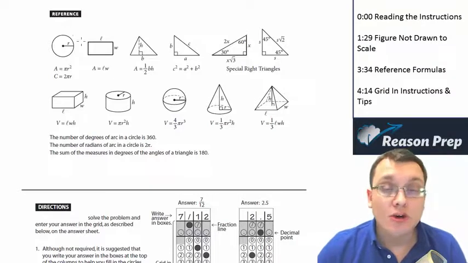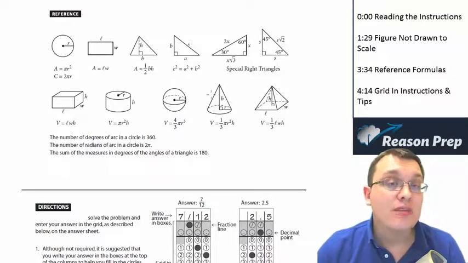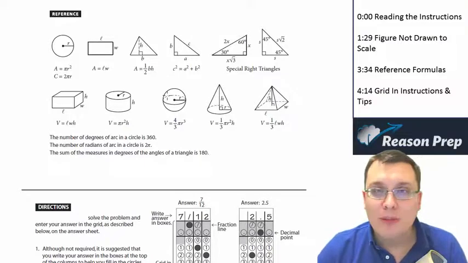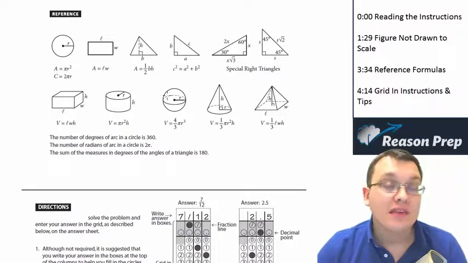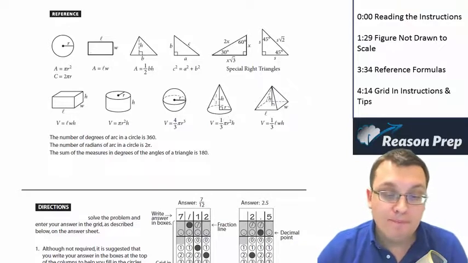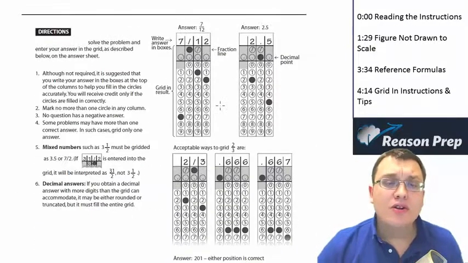So even though you don't need to memorize these, I do think it's important to have a lot of these committed to memory just because it saves you time, it makes you more efficient. You don't have to keep flipping back and forth. You know what kinds of things are being tested. So I do recommend learning these, but if you do forget them or need to refresh your memory, they are there. Here are the directions for gridding in.